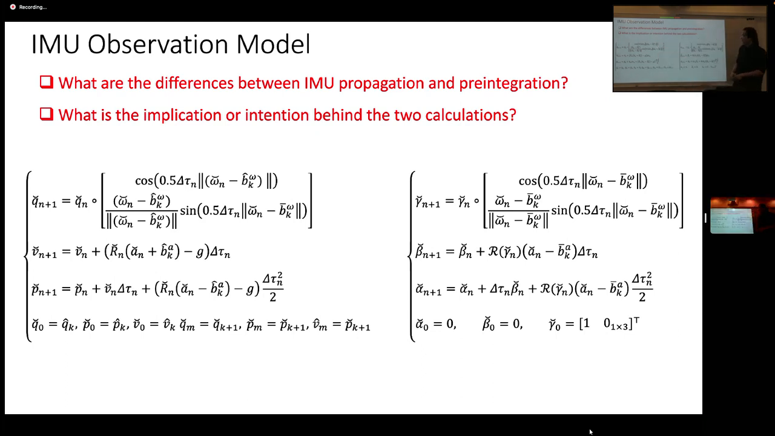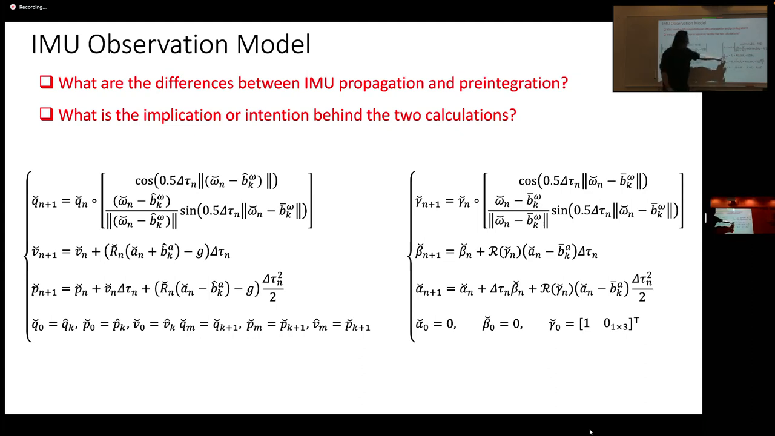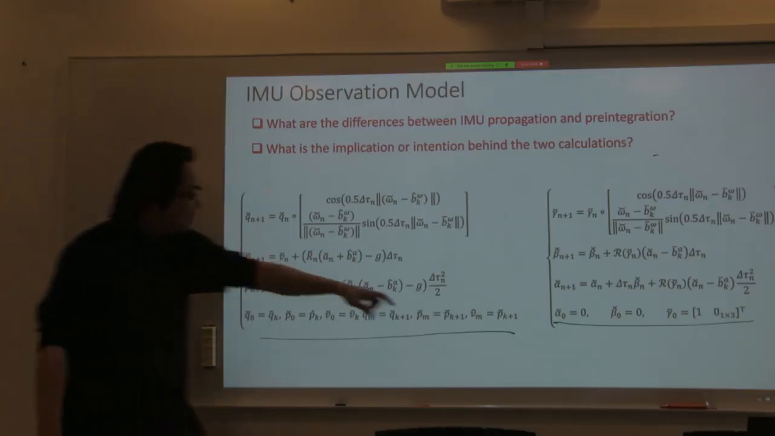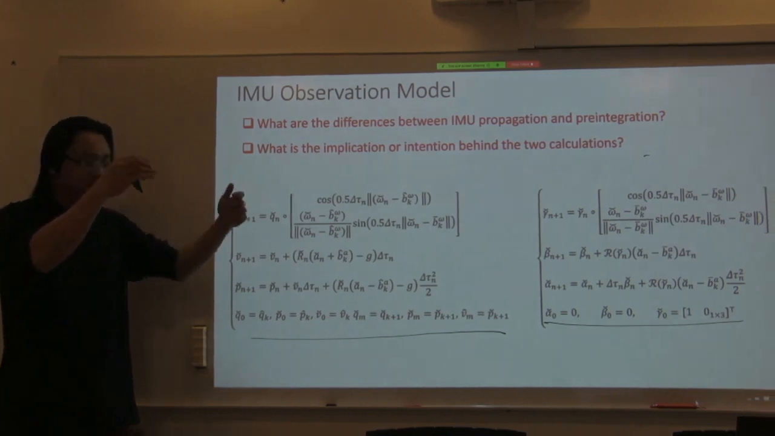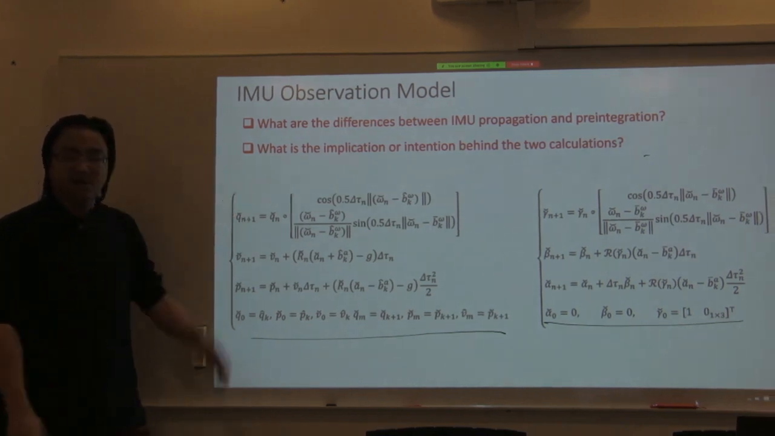The second line is almost the same. It's just that this side has G, this side doesn't have G. And the most important is this line. This propagation needs your initial state to propagate forward. You don't know where you are, so you can't propagate anyway. But this one, you just have a function to pump the data in, and it's going to give you a measurement now.